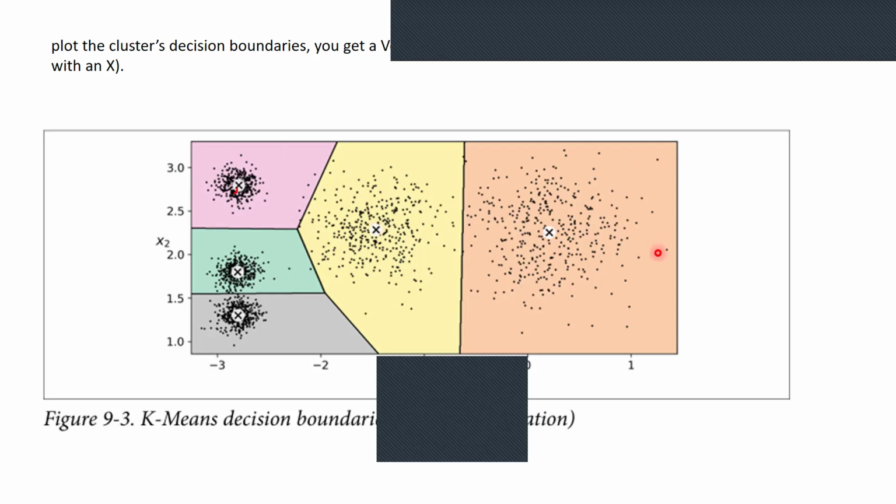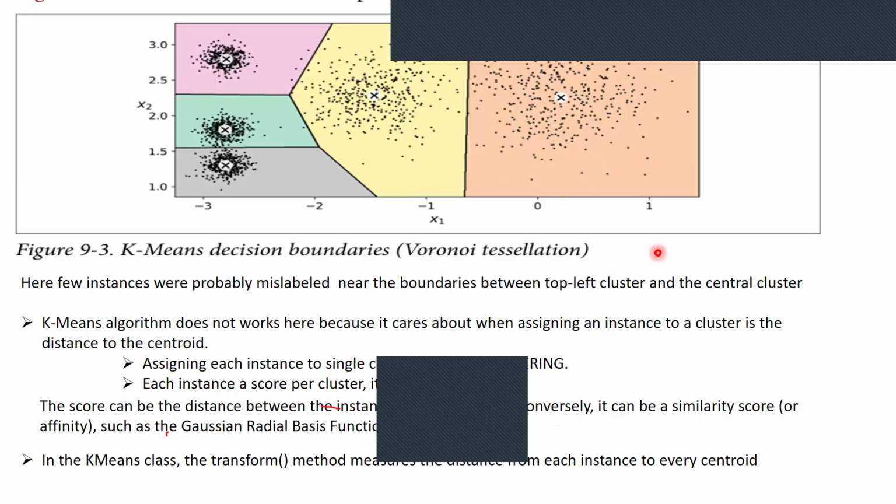To find this out, we have two clustering formats: one is hard clustering, and the other is soft clustering. Hard clustering assigns each instance to a single cluster. Soft clustering gives each instance a score per cluster, such as the distance to the centroid. As I already told you, these clusters are Gaussian blobs. The distance score is identified by using a Gaussian radial basis function.